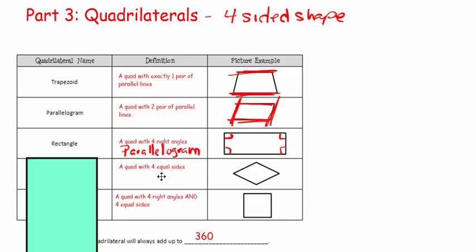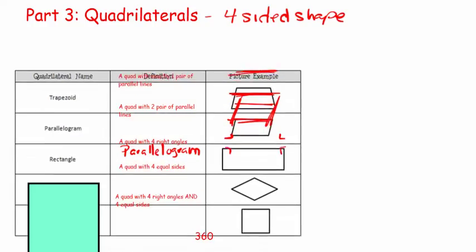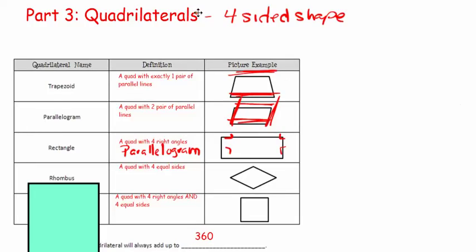All right, this one, a quadrilateral with 4 equal sides, is a rhombus. It is also a parallelogram. So all of these here are also considered parallelograms. These are all parallelograms.